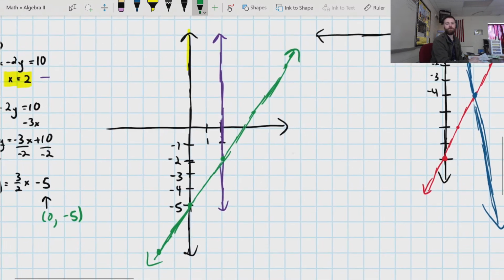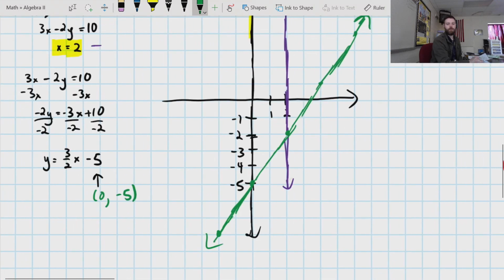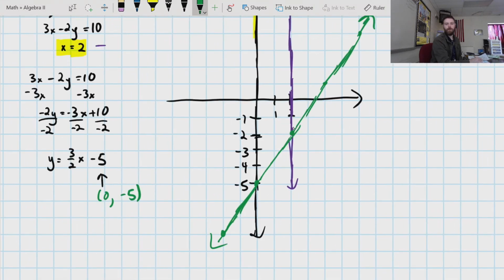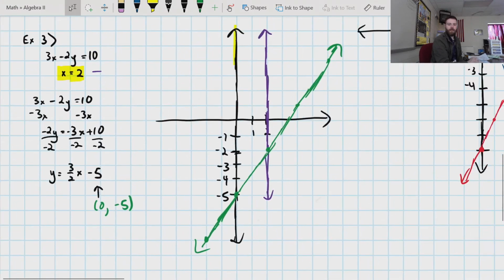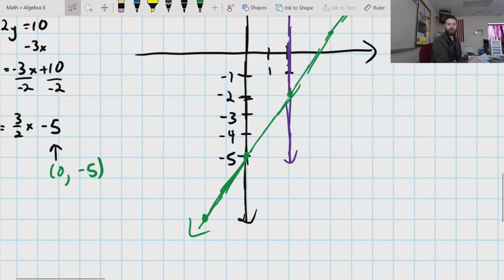So that might be a little confusing for you. I'm not trying to do that. I'm just trying to show you why you can go in both directions. And if you can see this green line, it is straight. It is a straight line. So what this tells me is that the intersection is 2, negative 2.